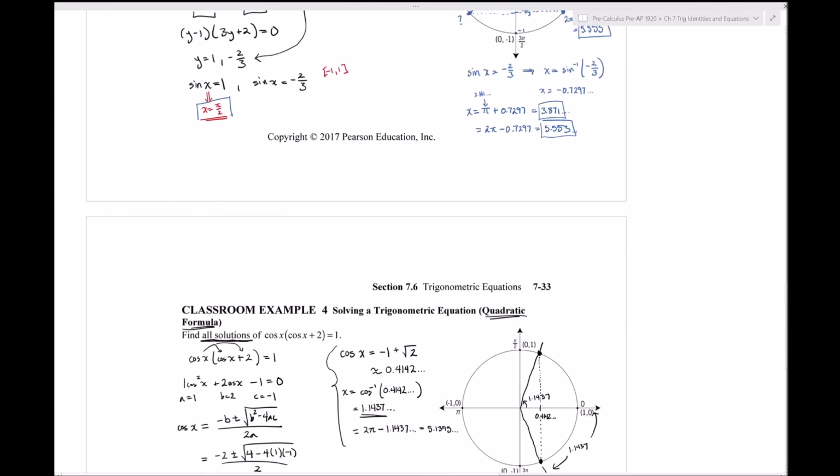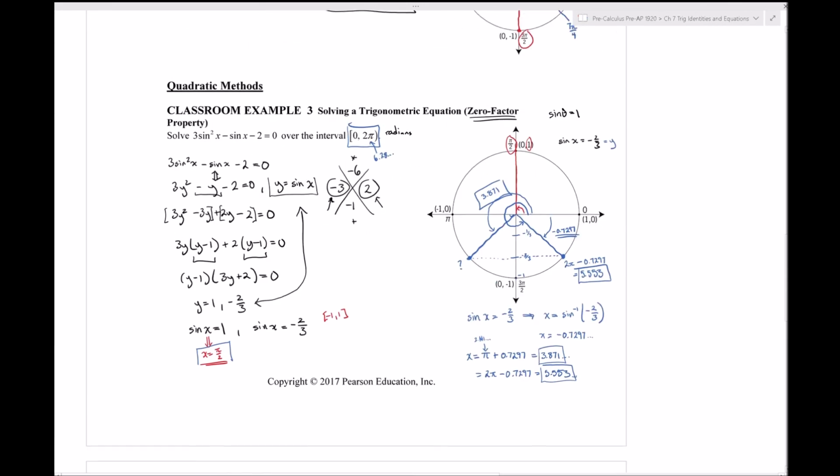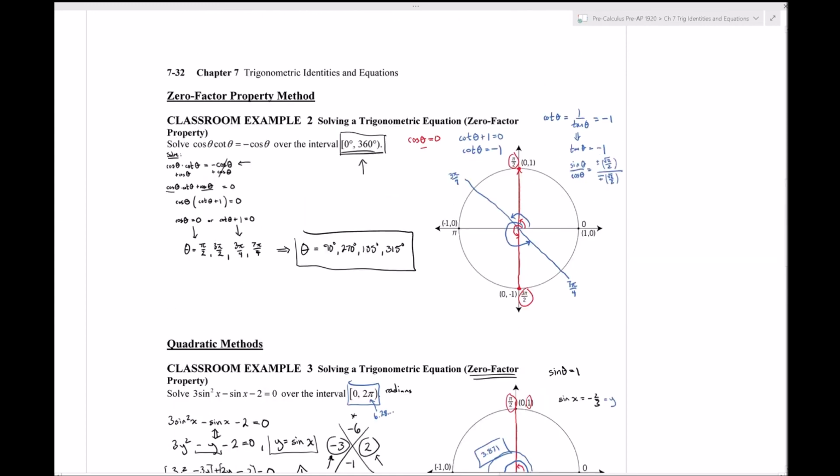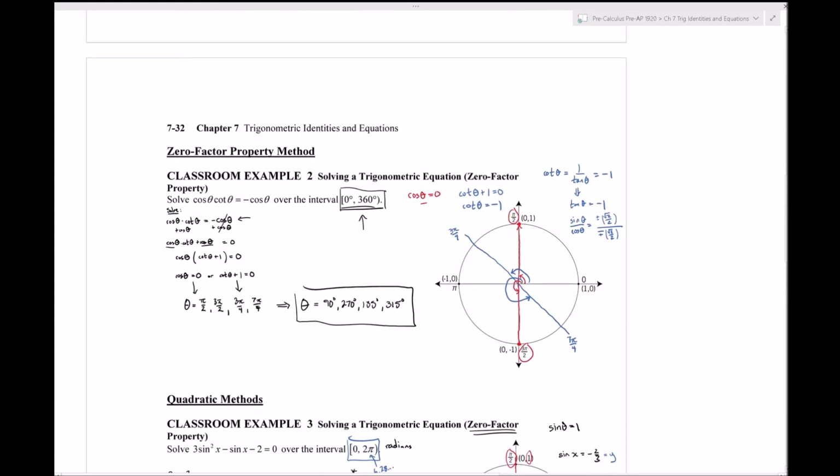So that's going to be it for this section. That's going to be it for the chapter. You will have a homework assignment for 7.5 and 7.6. That's going to be due this Friday, and that'll be it.